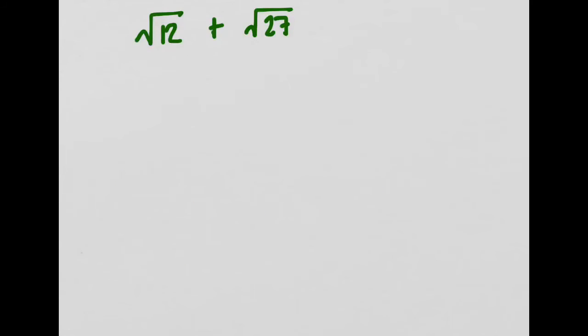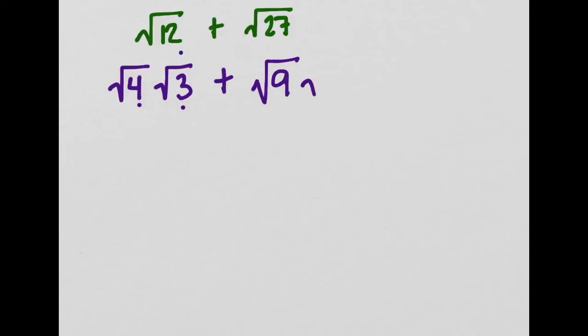Now let's say I have something like this. The square root of 12 plus the square root of 27. It does not look like I can combine them because there are no like terms, but I do know that each of those have factors that go into them that are perfect squares. So let's go ahead and separate that. The square root of 12 would be the square root of 4 times the square root of 3, because 4 times 3 is 12. Bring down my plus sign, and 27, the square root of 9, and the square root of 3, because 9 times 3 equals 27.